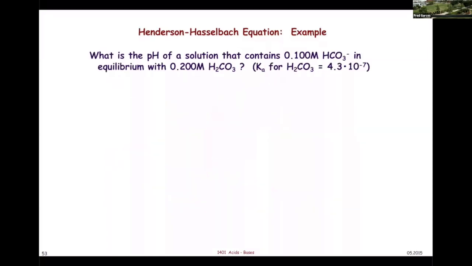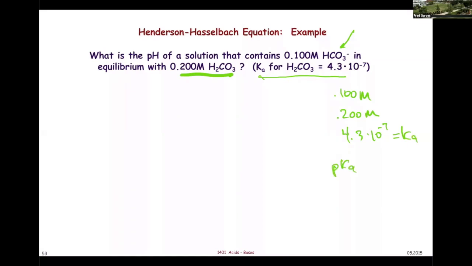So let's take a look at this example. This will be the last example that I do, and this one's pretty straightforward. We have bicarbonate, it's 0.100 molar. We have carbonic acid, that's 0.200 molar. So I give you those concentrations, you don't have to figure those out. I give you the Ka, 4.3 times 10 to the minus 7. That's your Ka, so you have to calculate the pKa.